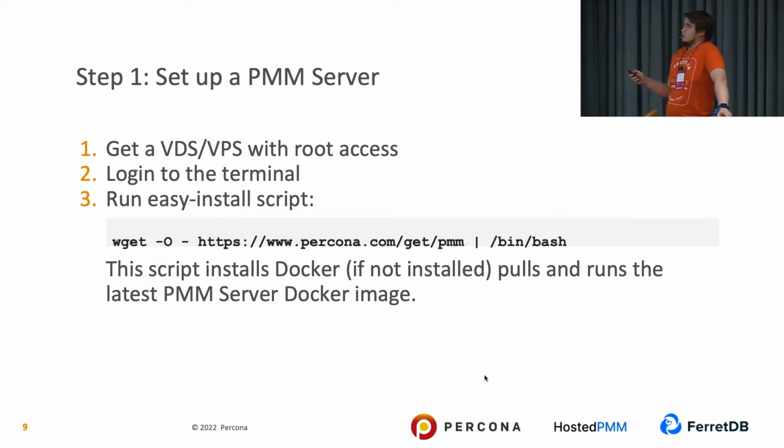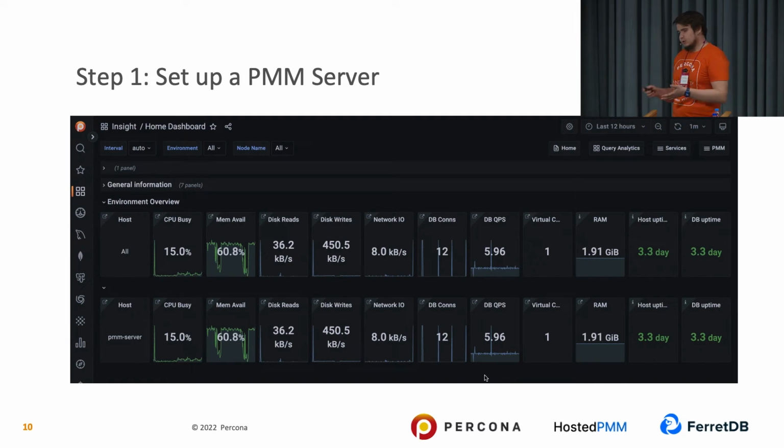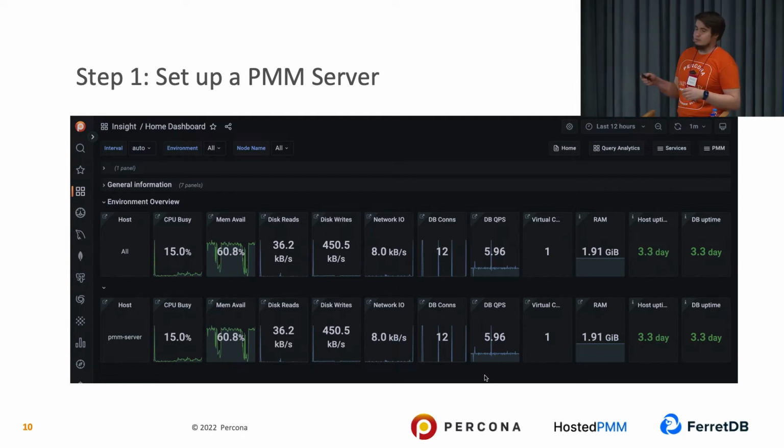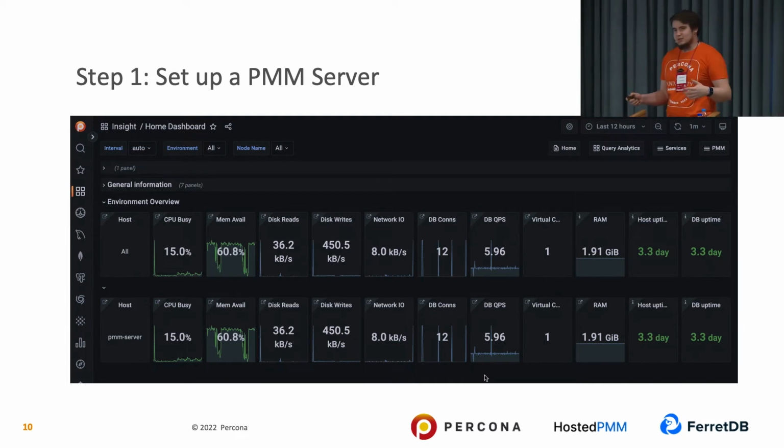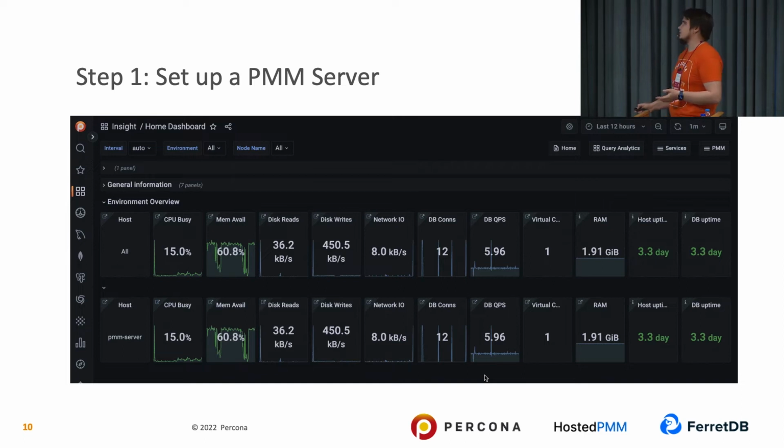After that, you should log into the terminal of the server and use the easy install script that in most cases will work properly. When you deploy a PMM Server to your VPS or VDS, you can go with your browser to the address of your server, and you will already see some charts. This is the main dashboard of PMM, and in the top row, you can see that it is called All. It's aggregated metrics across all of the connected instances, and you can see that the PMM Server is already monitoring itself.